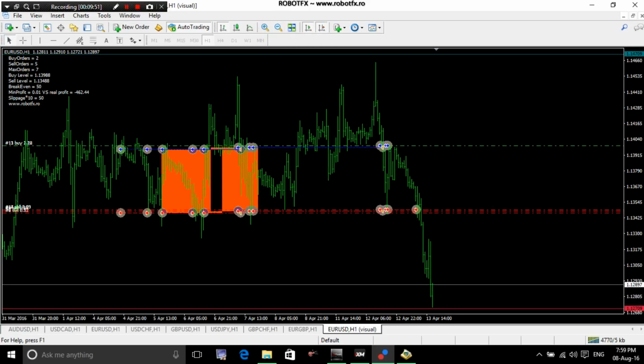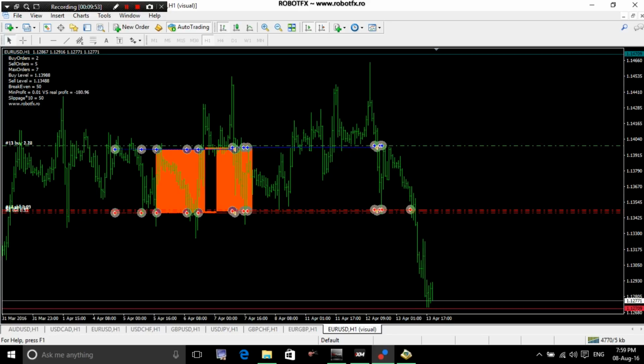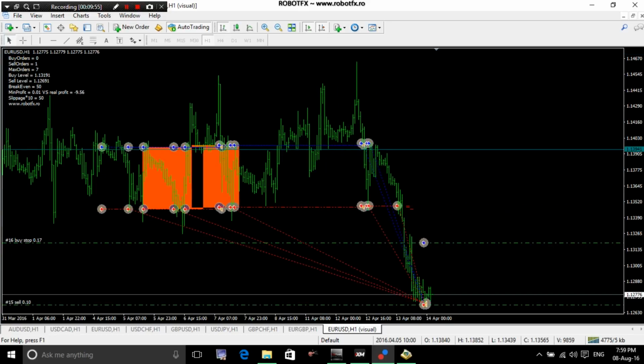If you got to this, you shouldn't have got to this basically in the first place. Manage your maximum orders and your initial lot size, the lot size of the first trade. So you will not reach a situation when the expert advisor opened too many trades and you are in such a negative loss already that, well, you don't know what to do.